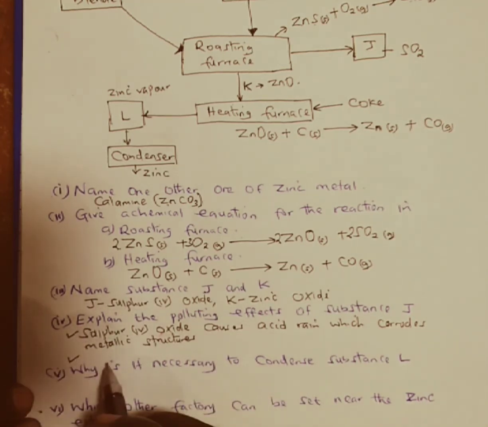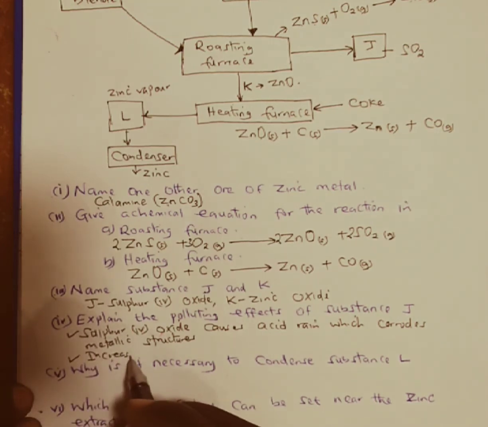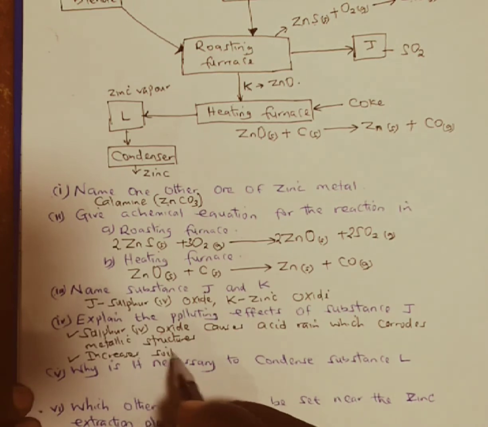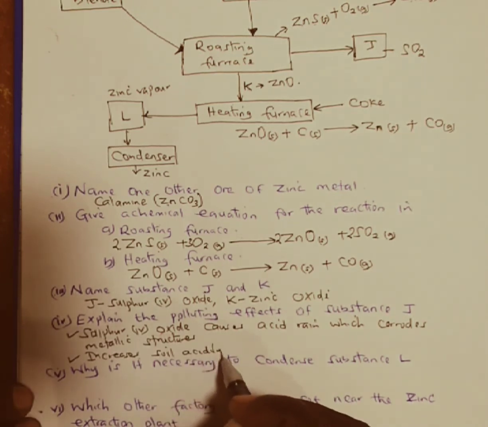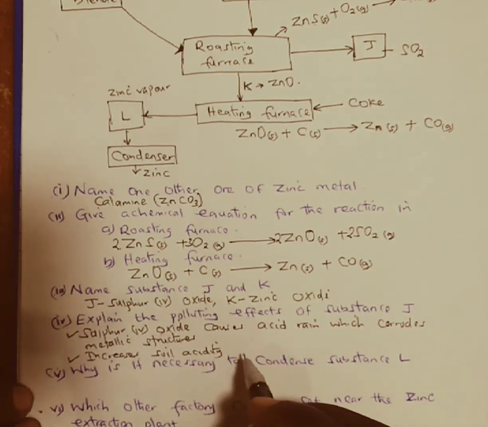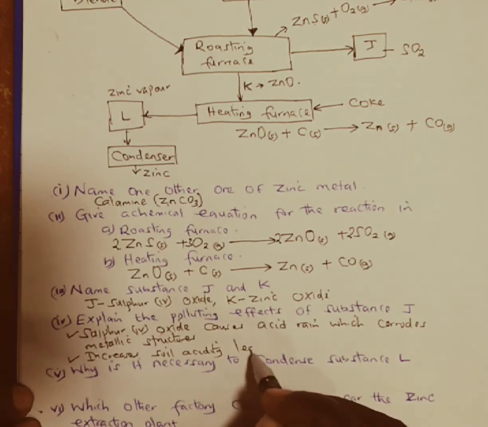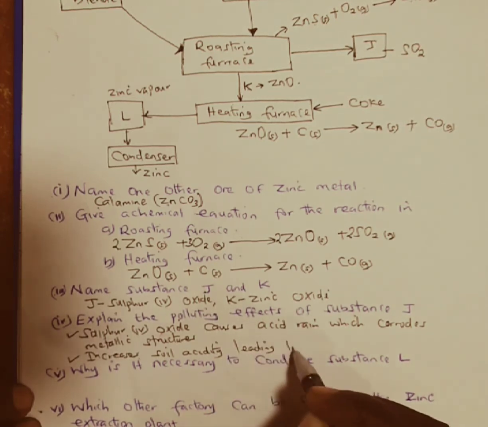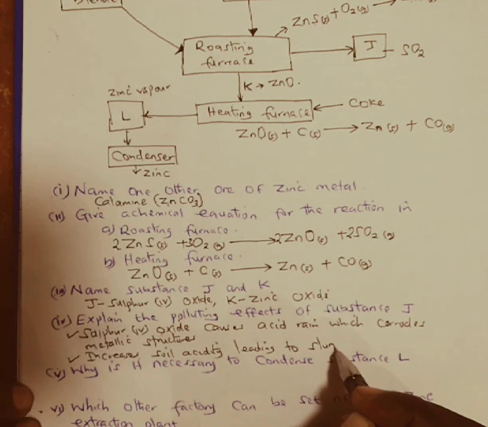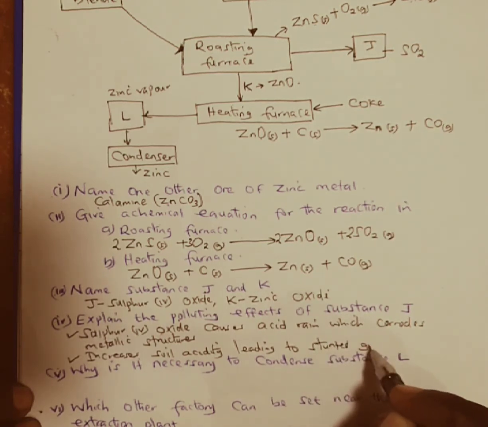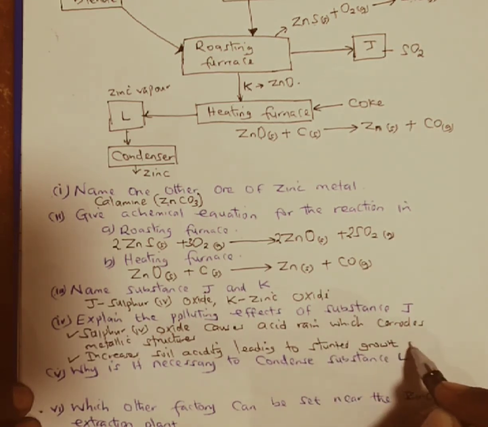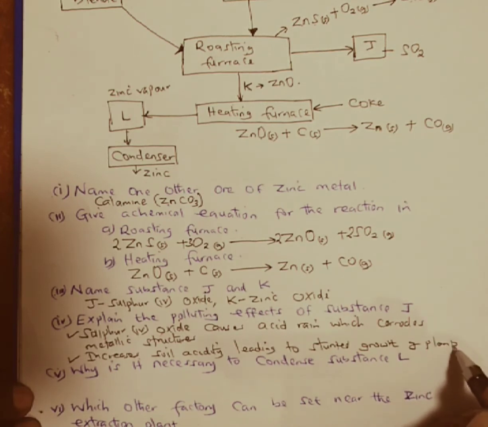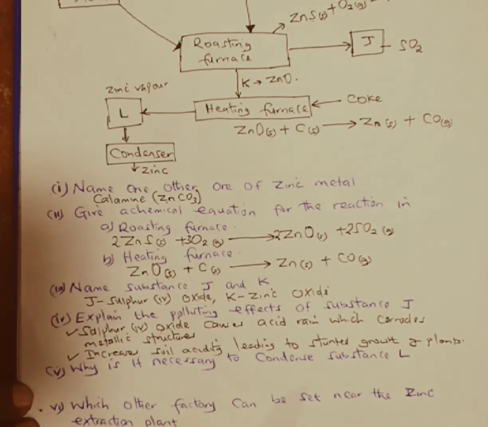Number 2, we can say increases soil acidity. Increases soil acidity, leading to what we call stagnant growth of plants. It can also kill the plants.